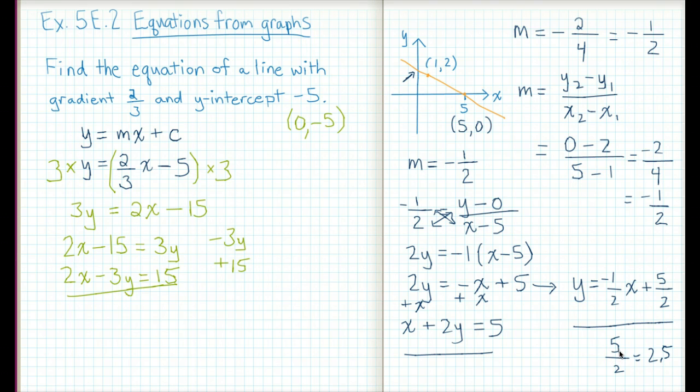Okay, there are variations of problems. Sometimes you get the gradient from the parallel line or the perpendicular line and things like that, but this is the basic concept for the entire section. You have to find a point, you have to find the gradient, and then you can put it into either form, general form or gradient intercept form. Okay, you're ready to get started.